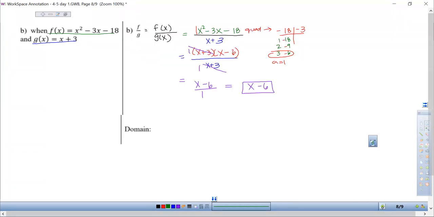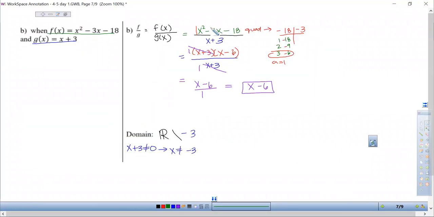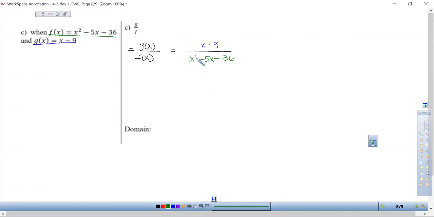One thing to notice if we look back: in the first problem, the higher degree was in the denominator, so our answer stayed a fraction. In the second one, the higher degree was in the numerator, so our answer was no longer a fraction, right? Our denominator went away. And in this one, notice that the higher degree is in the denominator, so we should end up with 1 over something again.